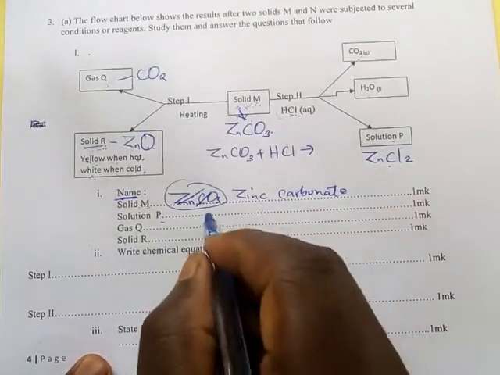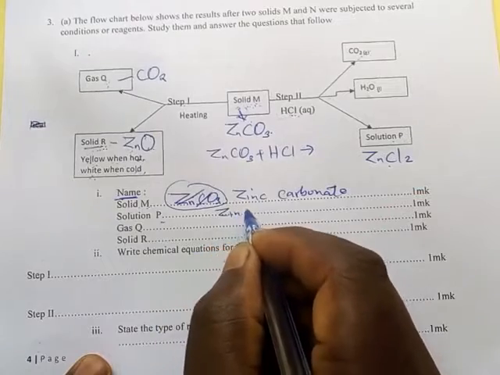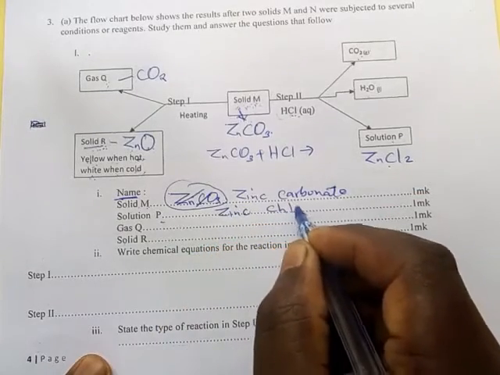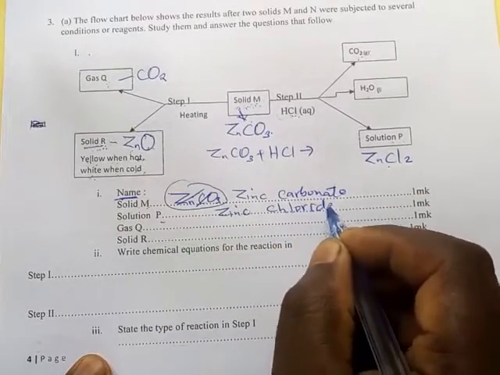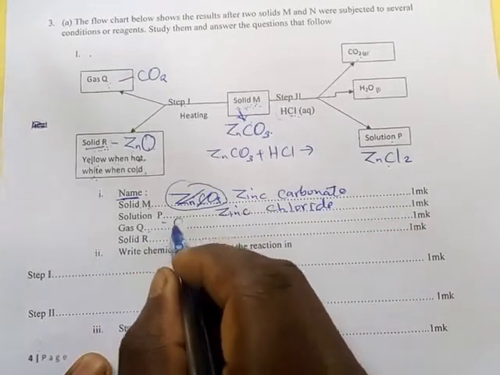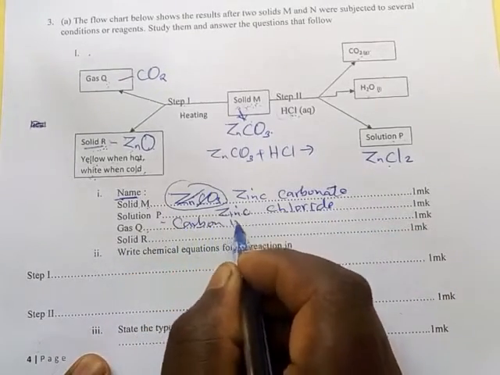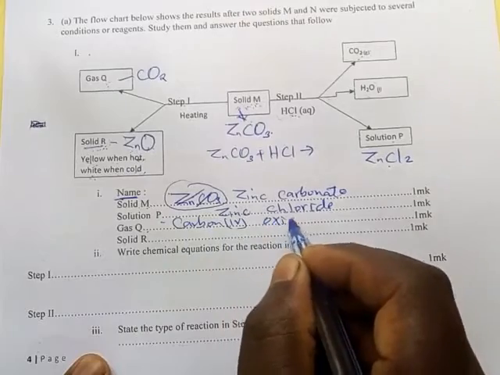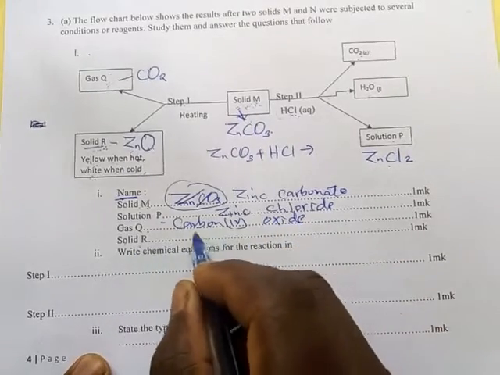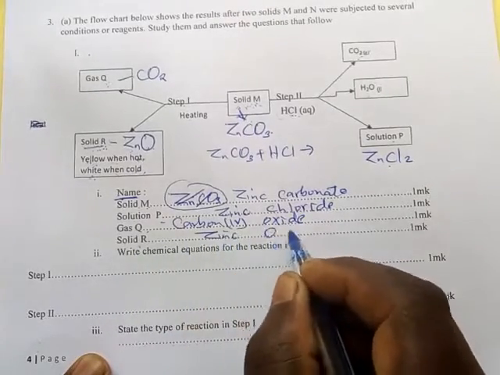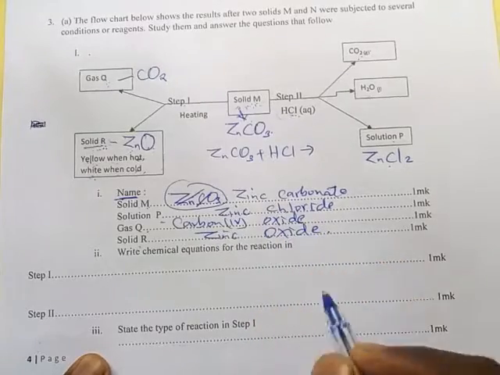Solution P is zinc chloride. The name, zinc chloride. Gas Q is carbon(IV) oxide. Solid R, zinc oxide. Very good.